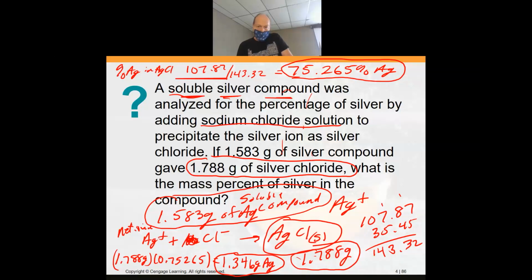All right, but anyway, we can get the percent silver. So we know that 1.346 grams is silver of this 1.583 gram silver compound. Right, and so when you divide 1.346 by 1.583, you get 85.01%. I'm interested to know what is that compound. All right.